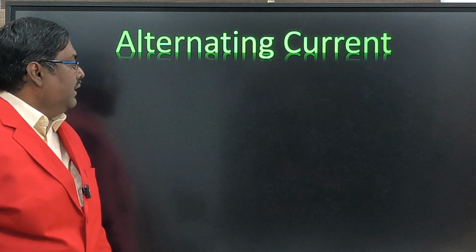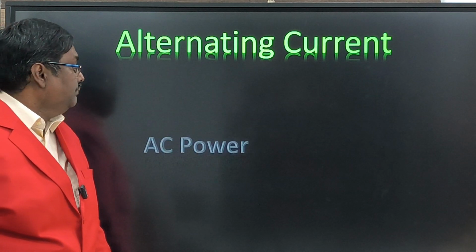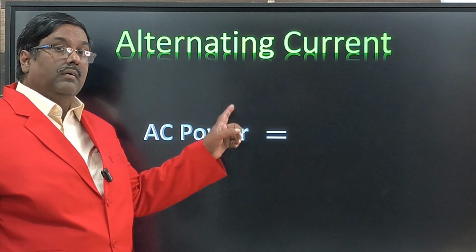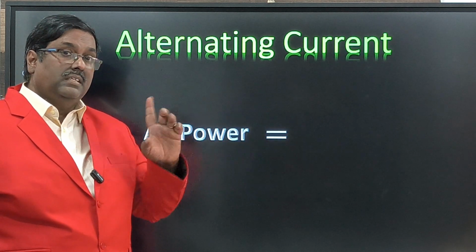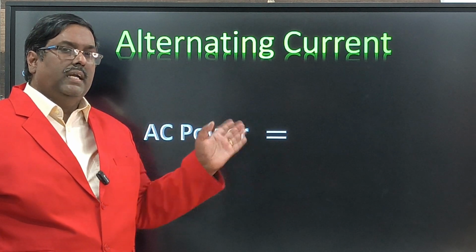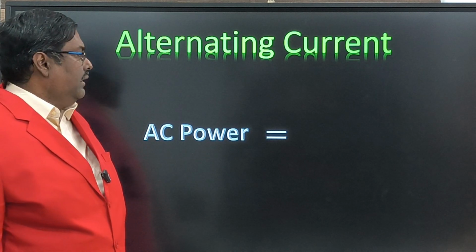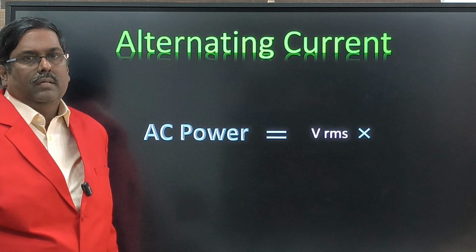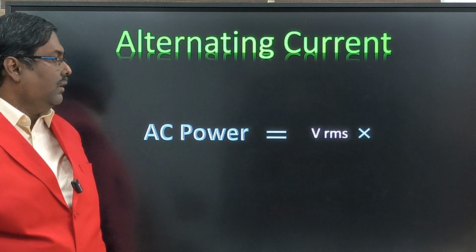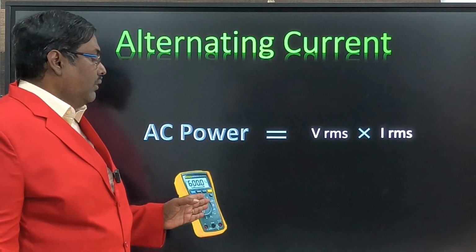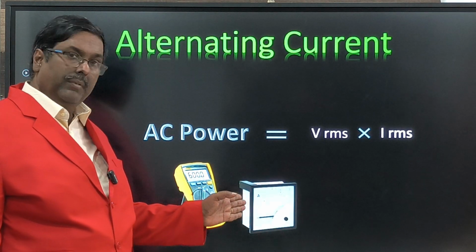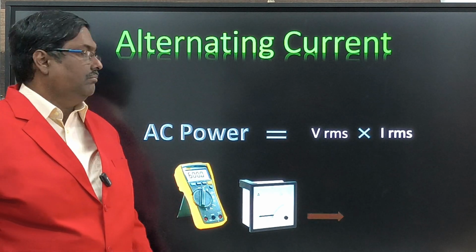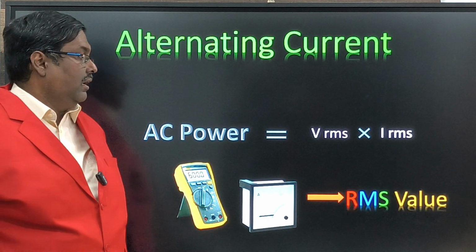Okay, next, RMS value. AC power equals, I told you, how to calculate AC power? VRMS into IRMS in a resistive load. If it is an inductive load, then the power factor also has to be multiplied. So VRMS into IRMS. Now how to measure? Very simple. Your multimeter, your ammeter or voltmeter, whatever you are using in the industries, all show only the RMS value.